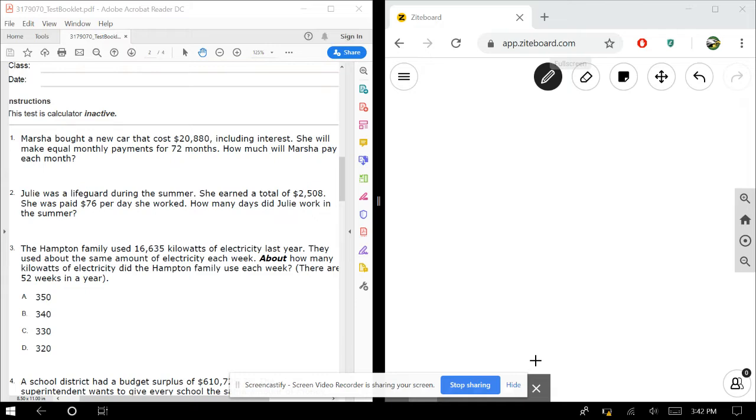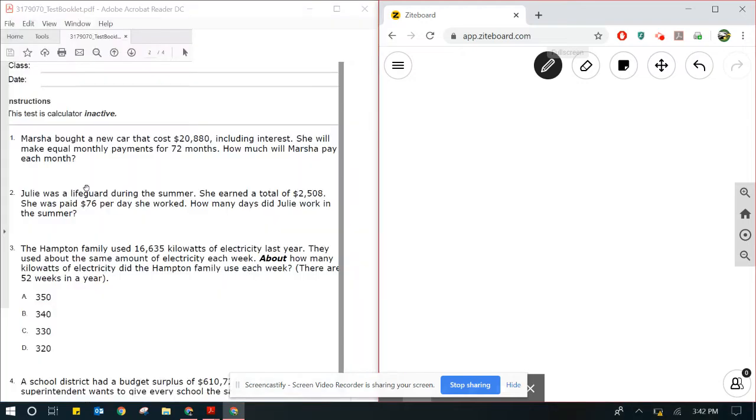So the test is going to be tomorrow on operations with decimals. Question 1 says, Marsha bought a new car that cost $20,800. So including the interest, she'll make monthly payments for 72 months. How much will Marsha pay each month?